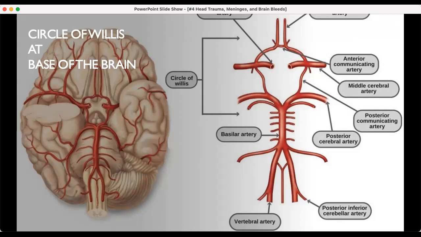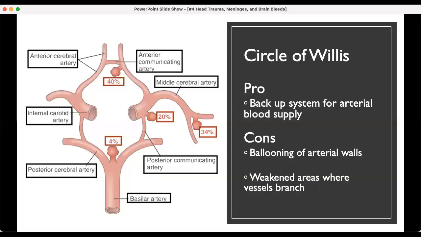The only problem with this system is that at every division, at every split, you get this weakened area. And so with high blood pressure, with weakened areas, you can get ballooning of those walls. And then with pressure, you can actually break those vessels.